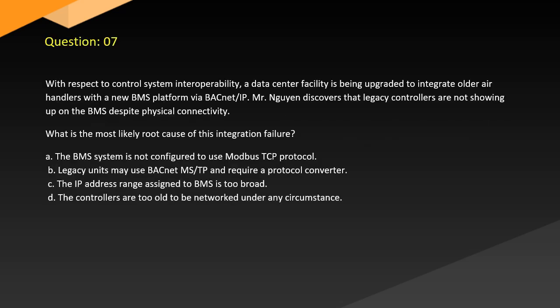Question 7. With respect to control system interoperability, a data center facility is being upgraded to integrate older air handlers with a new BMS platform via BACnet/IP. Mr. Nguyen discovers that legacy controllers are not showing up on the BMS despite physical connectivity. What is the most likely root cause of this integration failure? A. The BMS system is not configured to use Modbus TCP protocol. B. Legacy units may use BACnet MS/TP and require a protocol converter. C. The IP address range assigned to BMS is too broad. D. The controllers are too old to be networked under any circumstance.